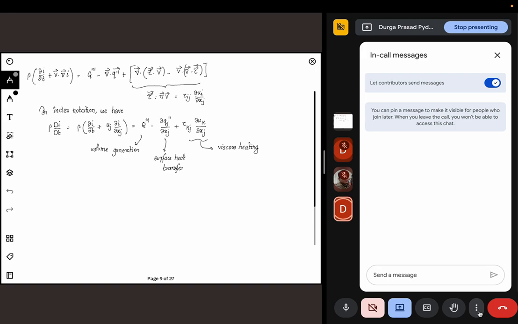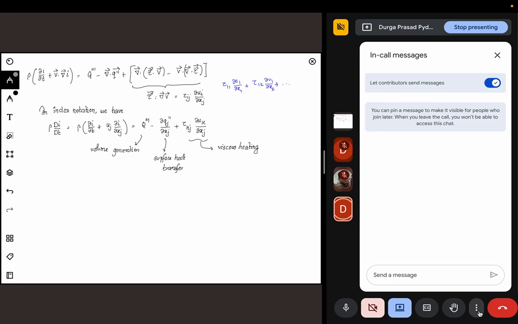This quantity, if you write it in index notation, you can write as tau ij times del ui by del xj. You're already familiar with how to expand this term. It will turn into several expansions, like tau 11 del u1 by del x1, plus so on. You'll have 9 terms like that, and that summation is this particular quantity. Because this energy equation is a scalar equation, this entire thing will evaluate to a scalar.